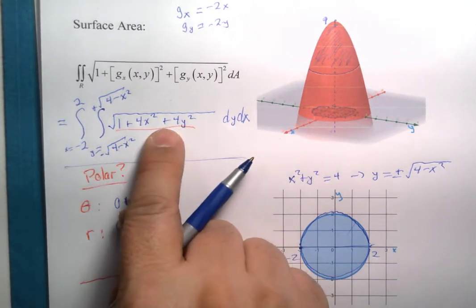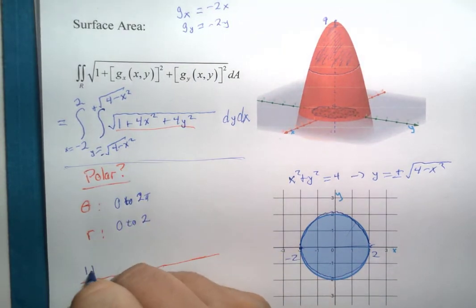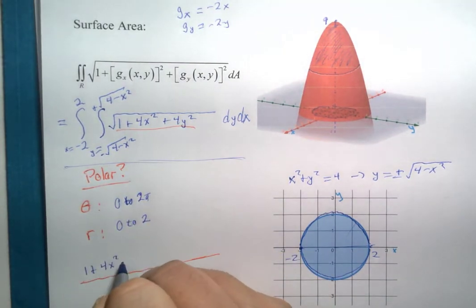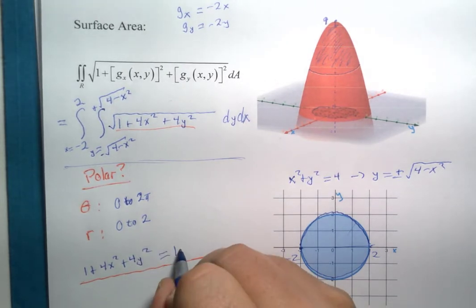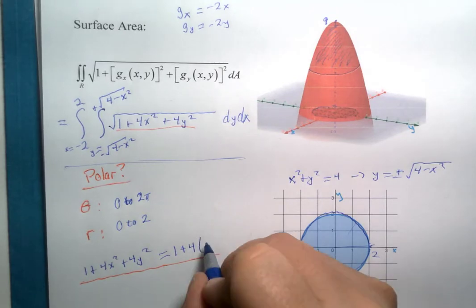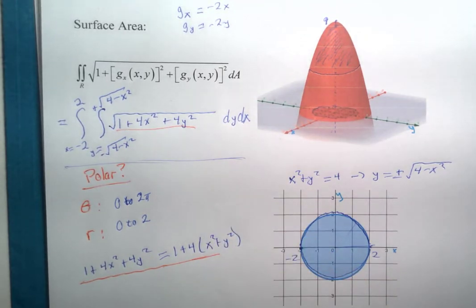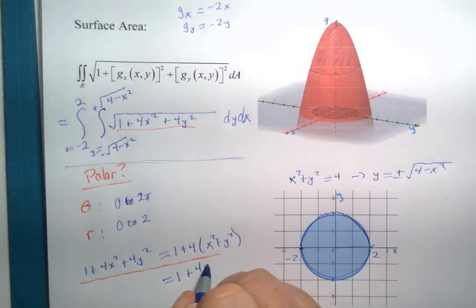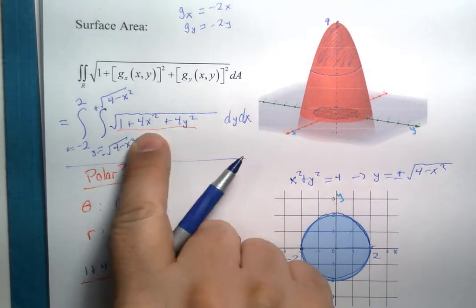I can't guarantee that the function will want to play nicely, but if you consider this 1 plus 4x squared plus 4y squared for just a moment, and you factor out the 4, maybe we have an aha moment. X squared plus y squared is r squared. 1 plus 4r squared. That would be the function in the root.